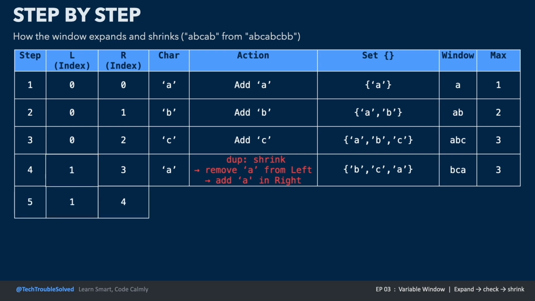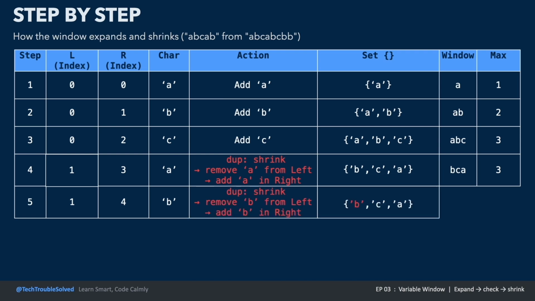Step 5. R is 4. Character B. B is in the set. Duplicate. Shrink. Remove s of L. Remove B at index 1. Move L to 2. Set CA. Now add the new B. Window CAB. Size 3. Max stays 3.